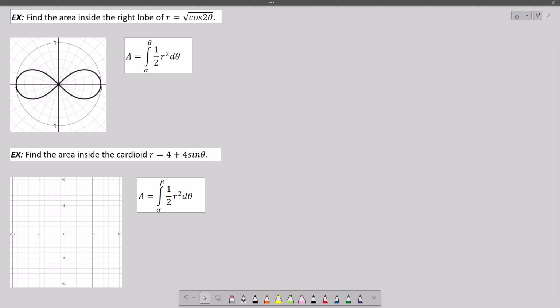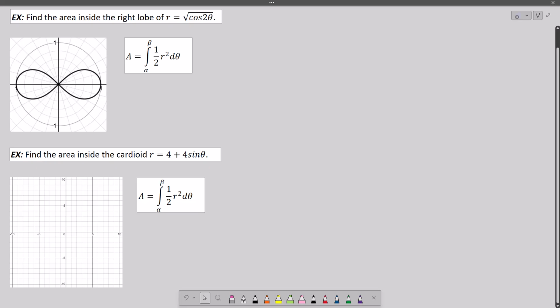Let's just say this graph is graphed from 0 to 2 pi. Sometimes you can just integrate blindly from 0 to 2 pi and you'll get the whole area. But other times things will start canceling each other out because you have those negative r values. Things can get weird. So the best rule of thumb is to use maximum symmetry.